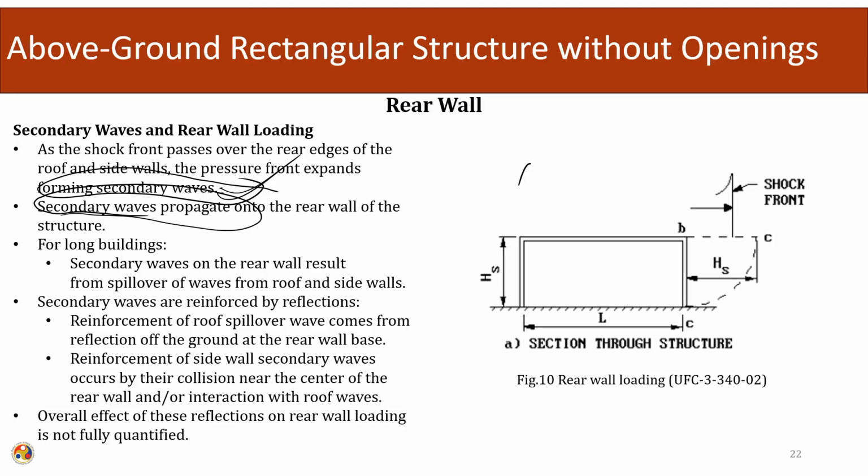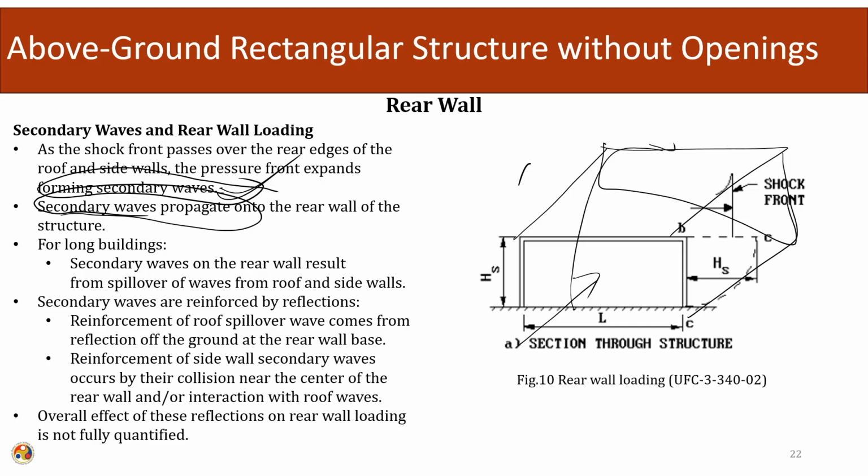For long buildings, if the building is very long, by the time the wave has hit the front wall, gone over, and reached the rear wall, there will be a significant formation of secondary waves. The secondary waves on the rear wall result from the spillover of the waves from the roof and the side walls. Whatever is remaining from the side walls and the roof, the secondary waves then will hit the rear wall.